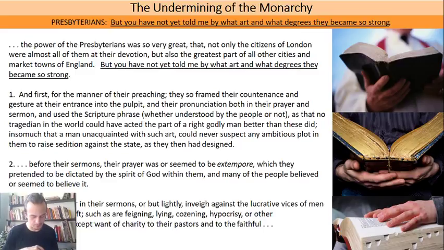They had the concurrence of a great many gentlemen. These, by continual extolling of liberty and inveighing against tyranny, drew people to a dislike of the church government, canons, and common prayer book. They did never in their sermons, or but lightly, inveigh against the lucrative vices of men's trade or handicraft, such as feigning, lying, cheating, fraud, deceit, hypocrisy, or other uncharitableness, except want of charity to their pastors and to the faithful, which was a great ease to the generality of citizens and the inhabitants of market towns.